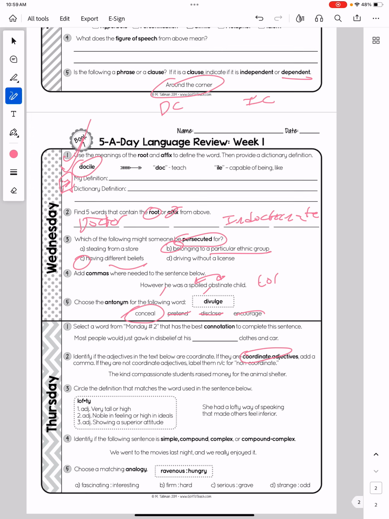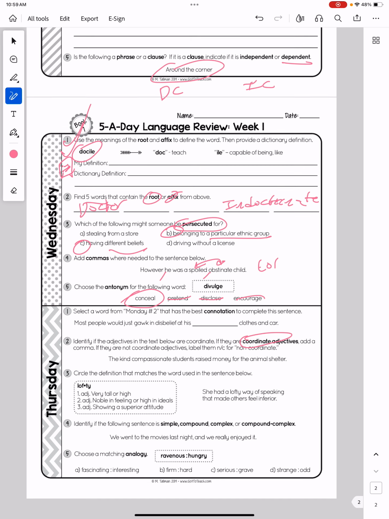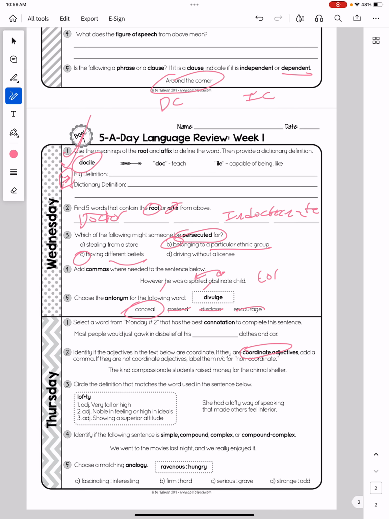Most people would just gawk in disbelief. It is ostentatious clothes. So come back up here, the word. We're looking for a negative connotation word. That was negative. So we want to go ahead and throw that in there. Or negative connotation word, because we're talking about disbelief, and gawk is a negative word.